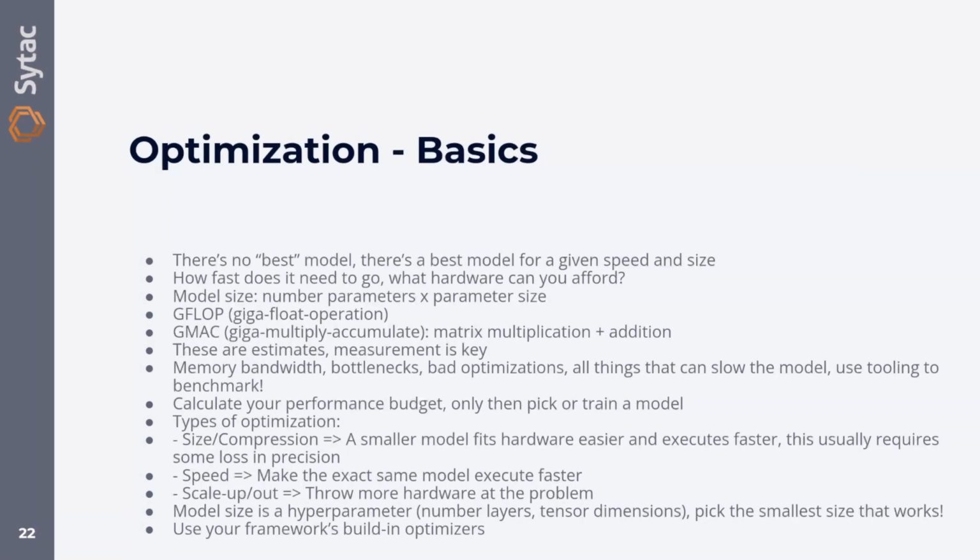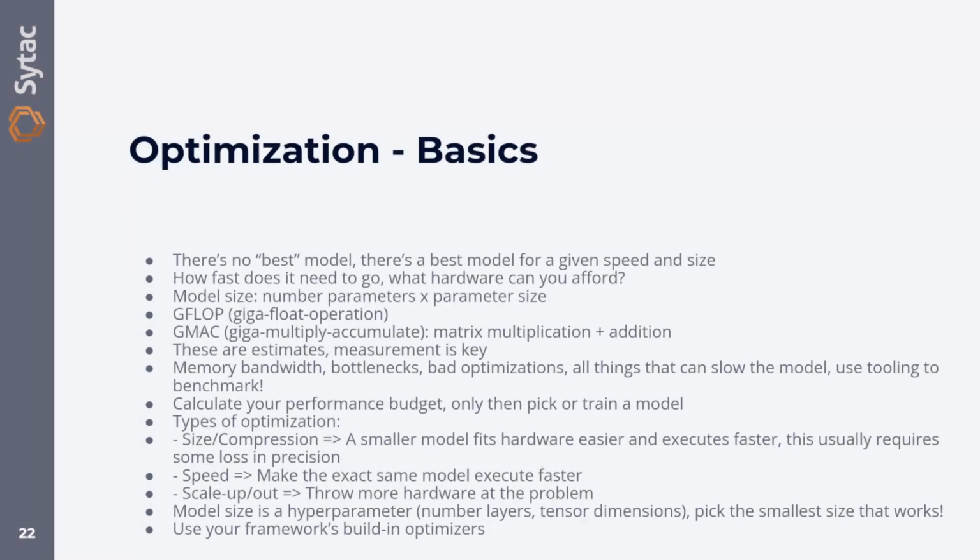There are a few ways to measure speed in a model. You have gigaflops. I'm assuming everyone knows what a flop is, a floating point operation. You also have gmacs, which is a little more common. If you're looking at things like tensor cores, matrix multiplication is one operation, so you're not counting floating point operations anymore. You measure the model performance in gmacs: how many tensor operations do you need? Even gmacs are an estimate.